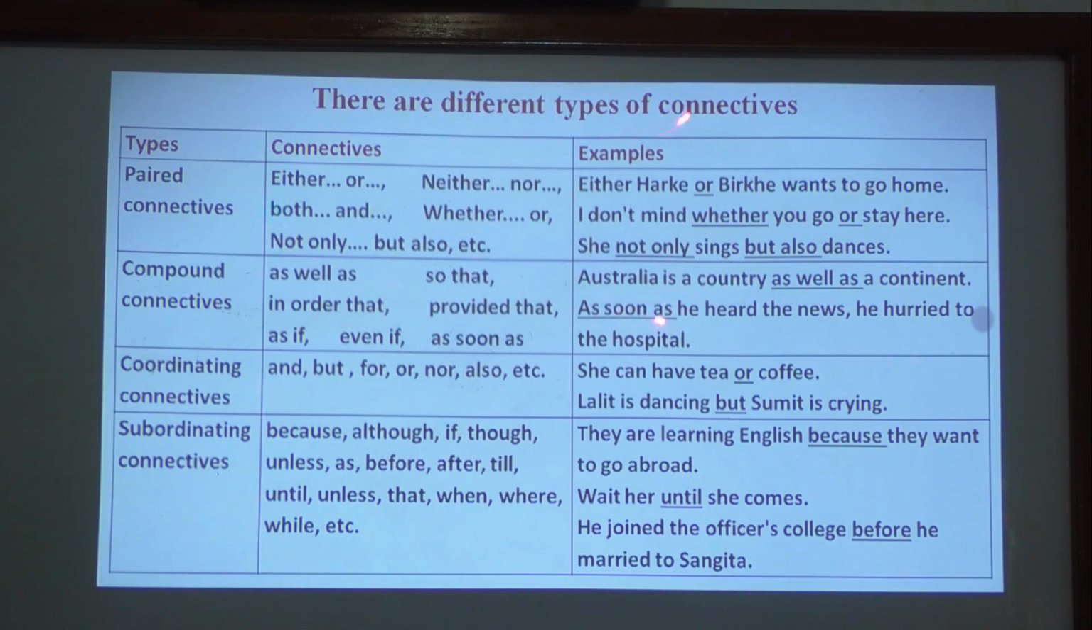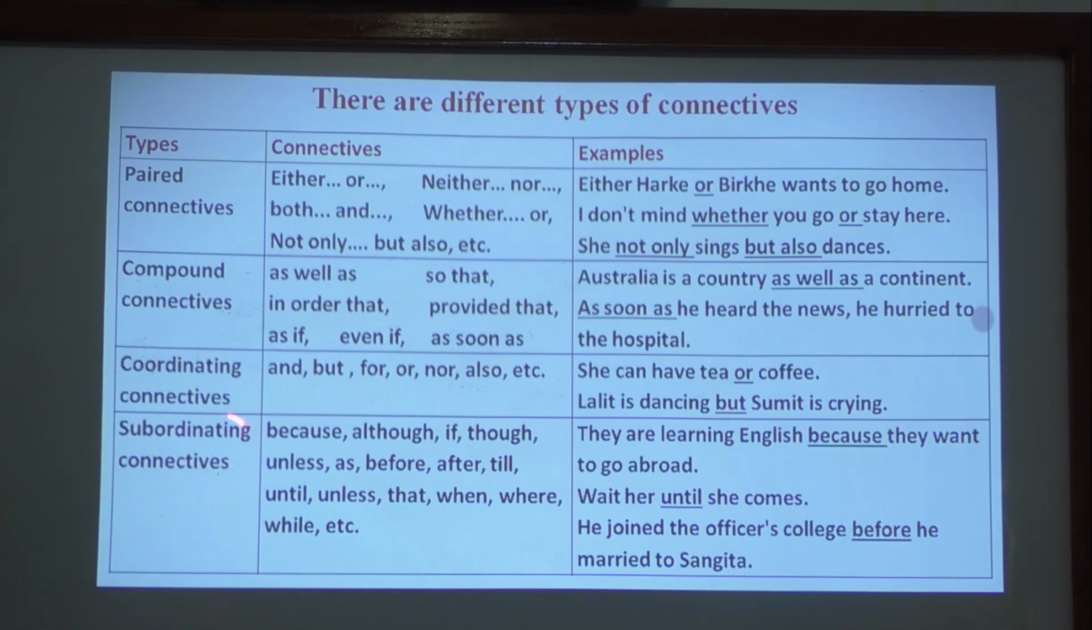As soon as is a connective. Now coordinating connectives include and, but, for, or, nor, also, etc. For example, she can have tea or coffee. So they are alternatives. And in the same way, Lalit is dancing but Sumit is crying. Here is contrast. One is dancing but another is crying.